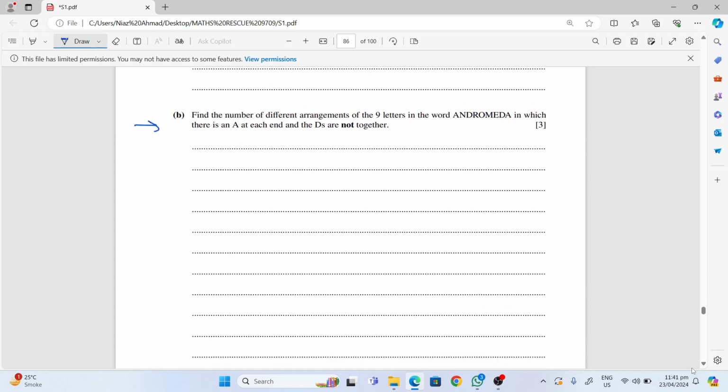Find the number of different arrangements of the 9 letters of the word when these are not together. So you can say, total minus together: 7 factorial over 2 factorial, minus 6 factorial, will give you the number of arrangements when these are not together, and its final answer is 1800.